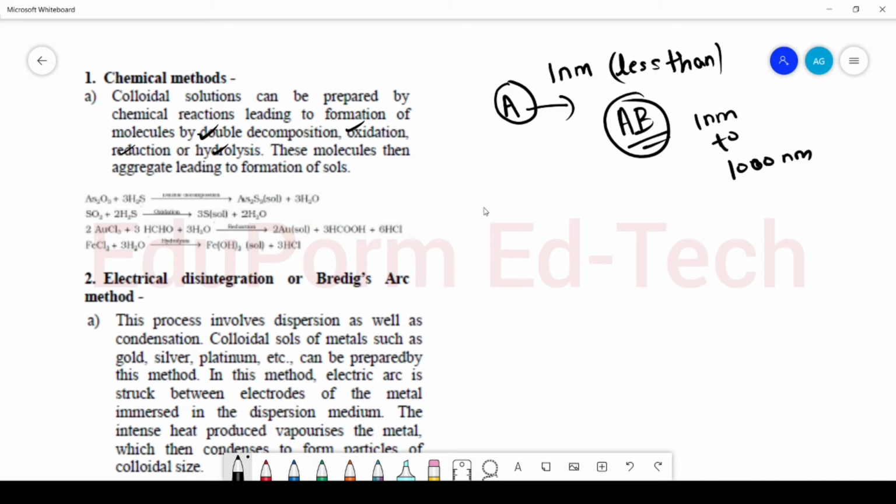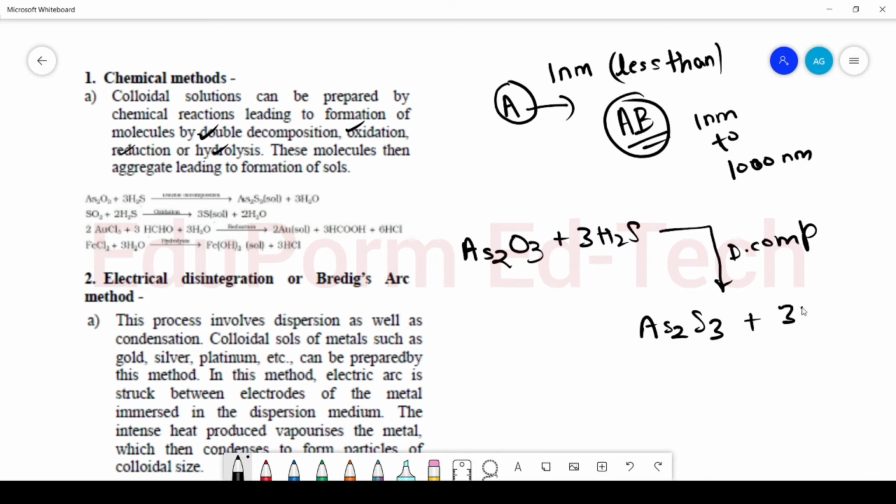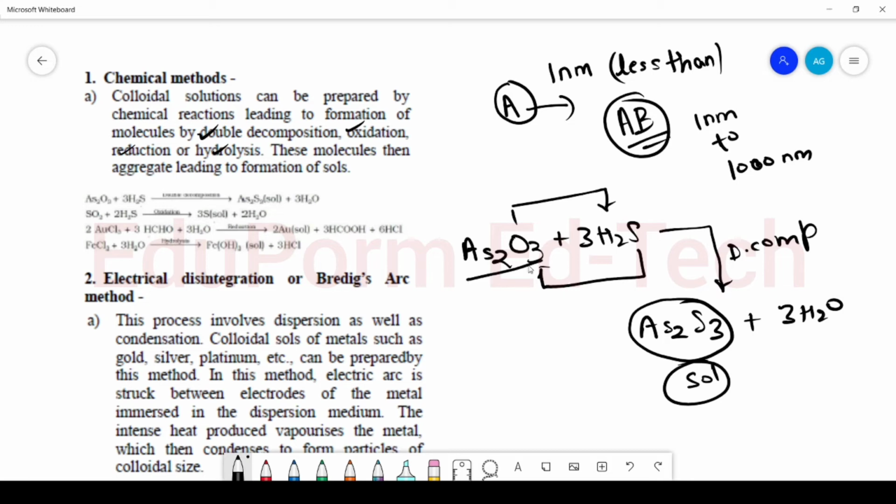Okay, so an example of this is, for example, we have As2O3. I am reacting this As2O3 with 3 molecules of H2S, and by double decomposition I will get As2S3 plus 3H2O. So here O is taken up with this H and S is taken up with this As. So now the formed molecule As2S3 is of colloidal range and it will result in the formation of a sol, whereas As2O3 will result in formation of a true solution. So by means of double decomposition, I changed a true solution molecule into a colloidal range molecule.